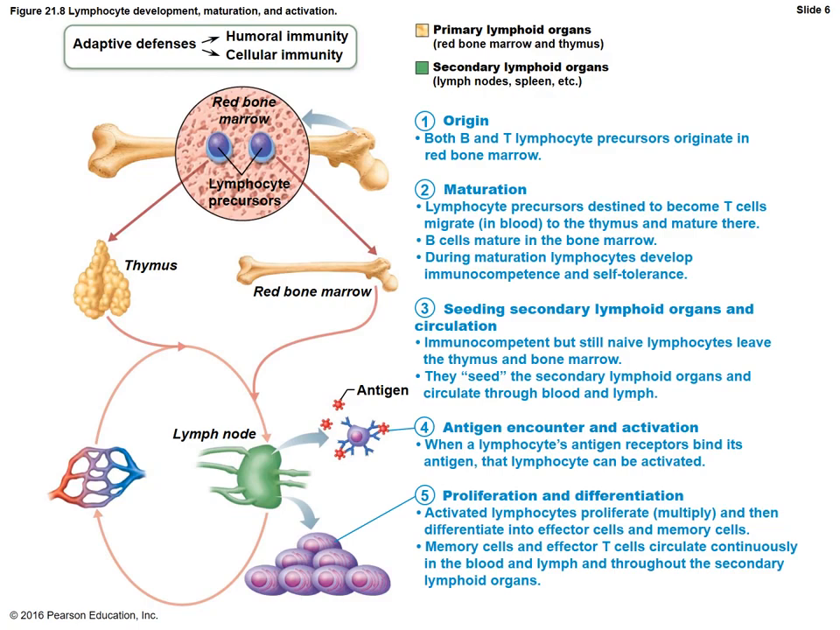So both B cells and T cells, the precursors of them are going to originate in the red bone marrow. So that's going to be the origin. From maturing of these cells, the B cells are going to mature in the bone marrow, and then the precursors to the T cells are going to move from the bone marrow, in the blood, to the thymus. And so T cells mature in the thymus, B cells mature in the bone marrow.